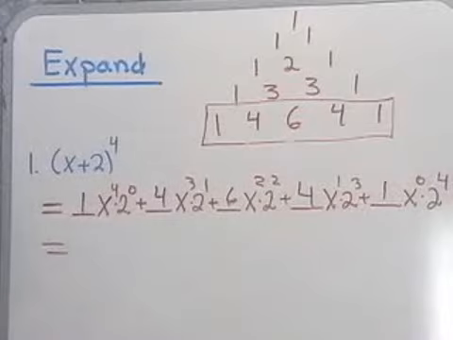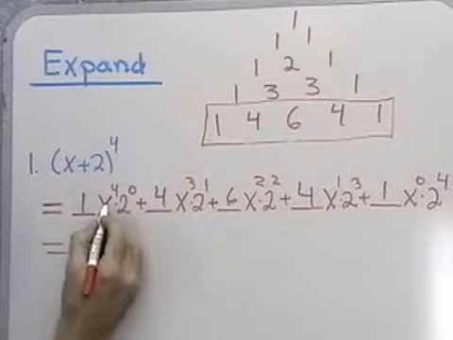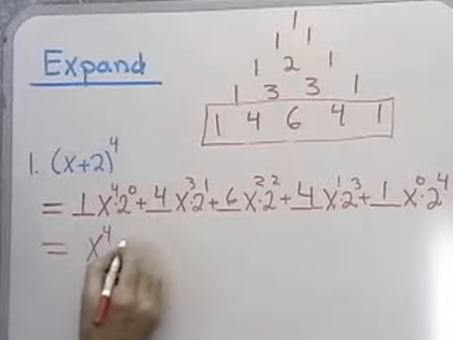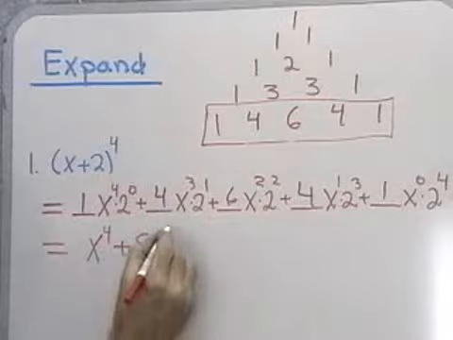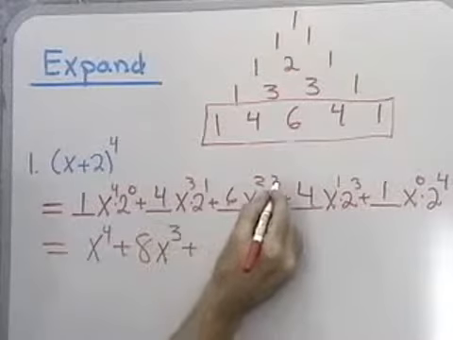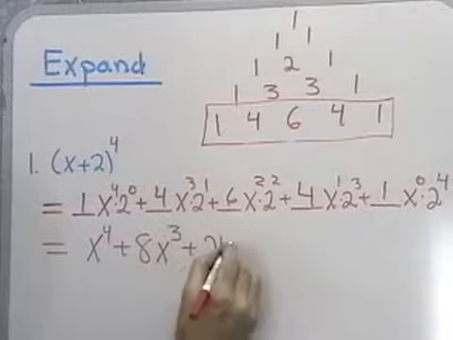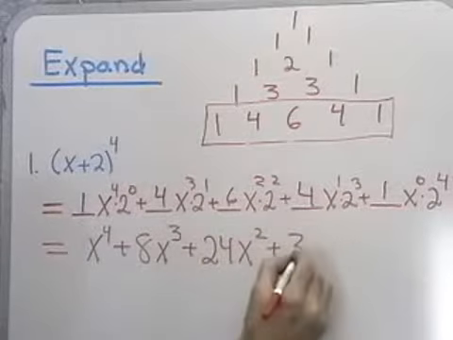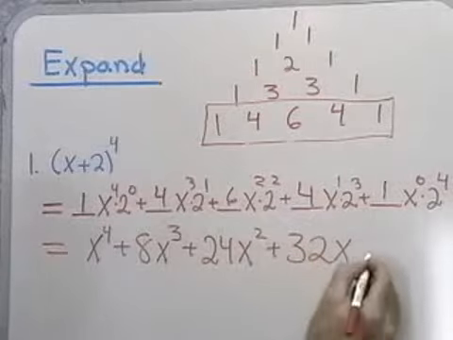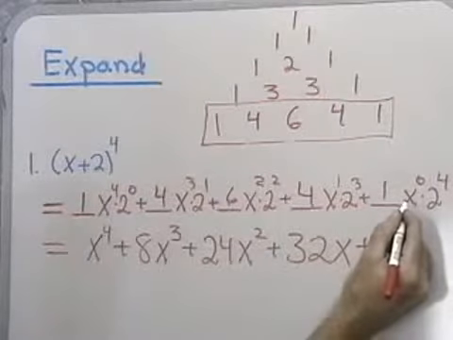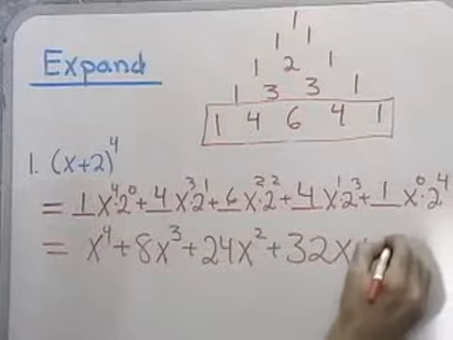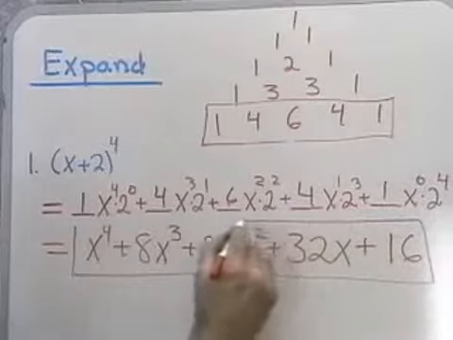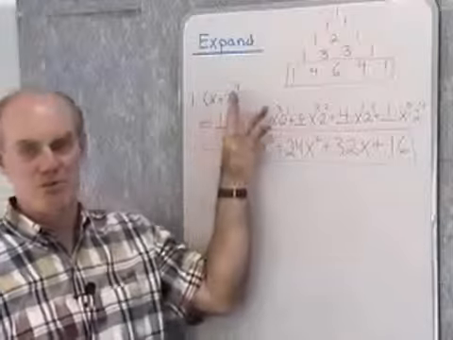Now let's actually just write it out. 2 to the 0 is 1 times x to the 4th times 1. It's x to the 4th. 2 to the 1 is 2 times 4 is 8, x to the 3rd. 2 to the 2nd is 4 times 6 is 24, x to the 2nd. 2 to the 3rd is 8 times 4 is 32, x to the 1st. Plus x to the 0 is 1. 2 to the 4th power is 16. And so I end up with this result, which is the expansion of x plus 2 to the 4th power.